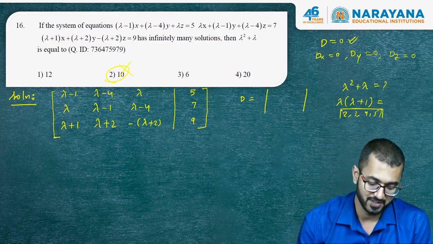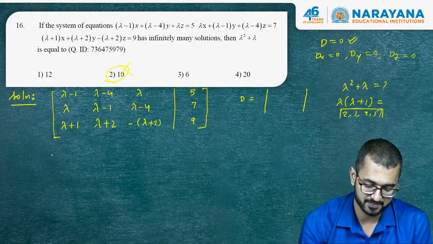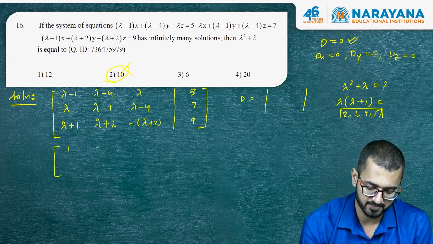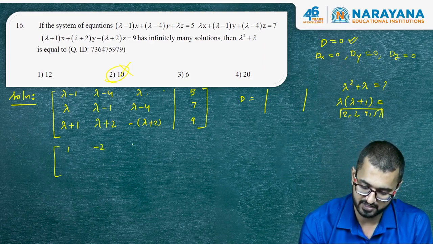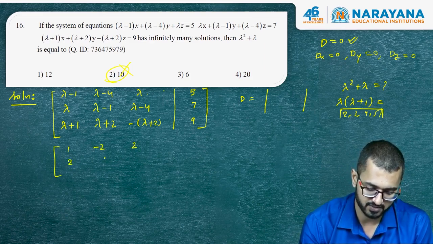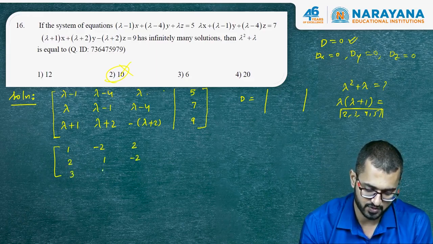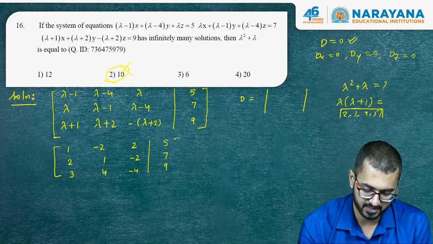That's what we know. So now if I plug in 2 here, just for seeing, I'll be getting 1, 2 minus 4 is minus 2, and this will give me 2. This will be 2, this will be 1, this will be minus 2. This is 2 plus 1, 3, 2 plus 2, 4, and this is minus 4. This is the system I have, and here I have 5, 7 and 9.